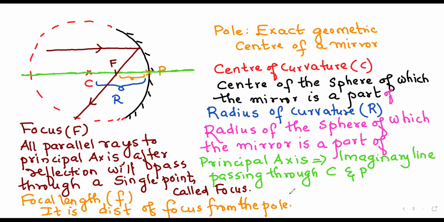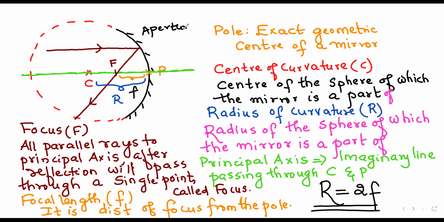So the first relation in the chapter that we need to learn is: your radius of curvature is 2 times the focal length. Your radius of curvature will be twice the focal length. That means the focus will always be at the midpoint of C and P. And the average diameter of the spherical mirror, we call it as aperture. It gives the average diameter of the mirror. So these are the major terms of a mirror. And what is the first relation? R is equal to 2F.